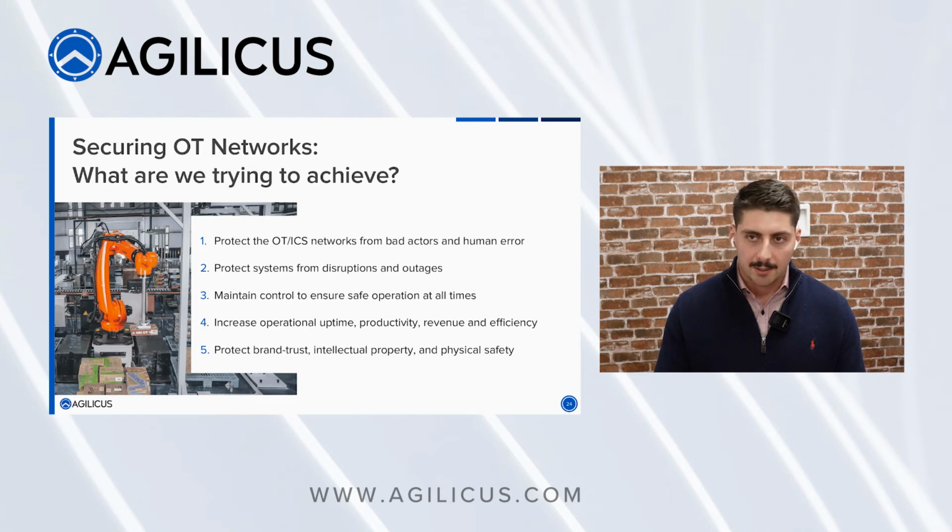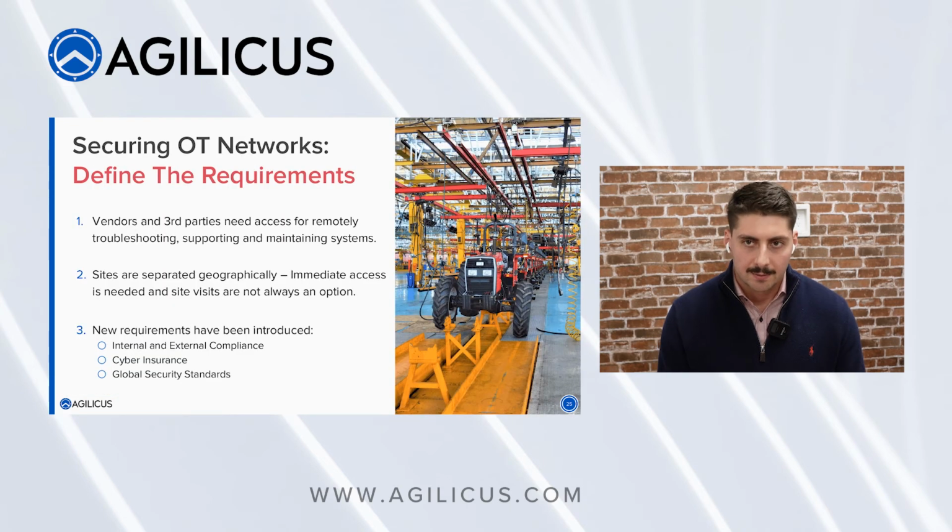So I do want to reiterate this slide that we showed a little earlier. So remember where we started. What do we need to achieve? Protect the networks, limit disruptions, maintain control, increase uptime, and then protect the organization at large. So with that, what are the requirements? So the challenge, this is our typical OT versus IT conversation. I need access. I need to lock everything down. What are the true requirements here?